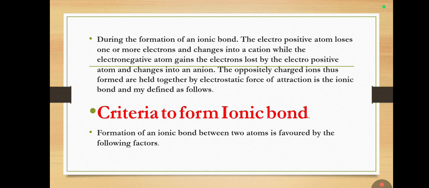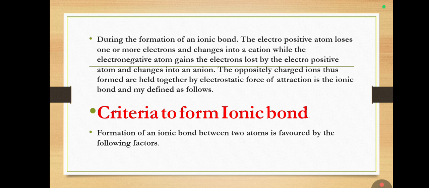During the formation of an ionic bond, the electropositive atom loses one or more electrons and changes into a cation, while the electronegative atom gains the electrons lost by the electropositive atom and changes into an anion. The oppositely charged ions thus formed are held together by an electrostatic force of attraction, and this is the ionic bond. Criteria to form an ionic bond.